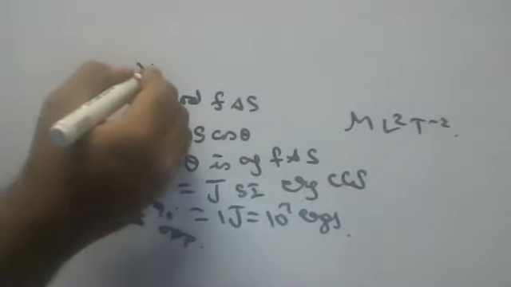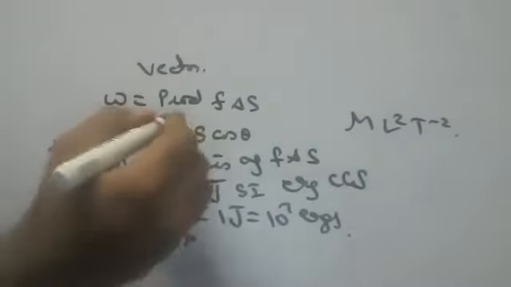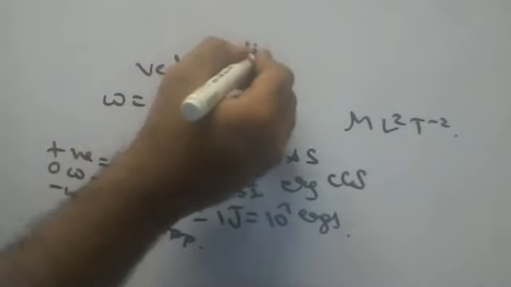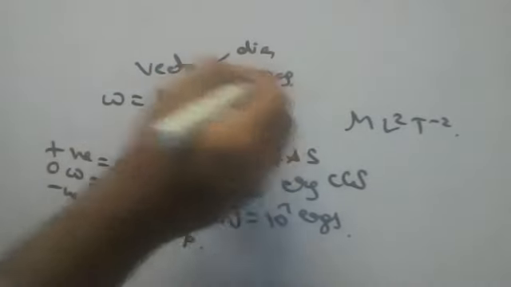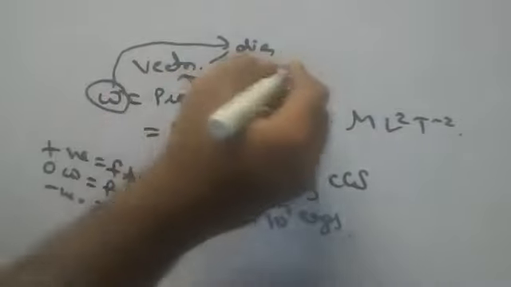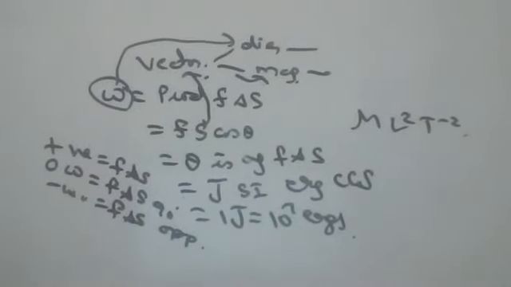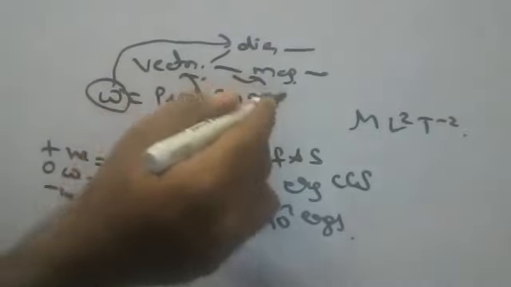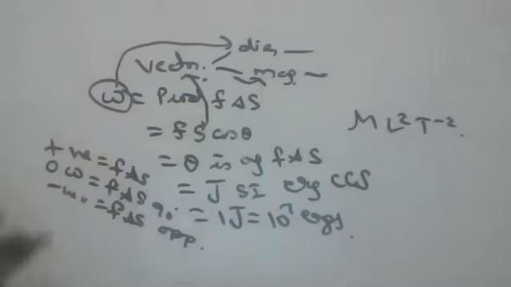And work is a scalar or vector quantity? Work is said to be a vector quantity. Why vector quantity? Because it has both direction and magnitude. Displacement is also a vector quantity, so work is also a vector quantity because it has direction and magnitude. Magnitude means value, direction means in which direction we are doing work. That's why we take the angle theta between force and displacement.